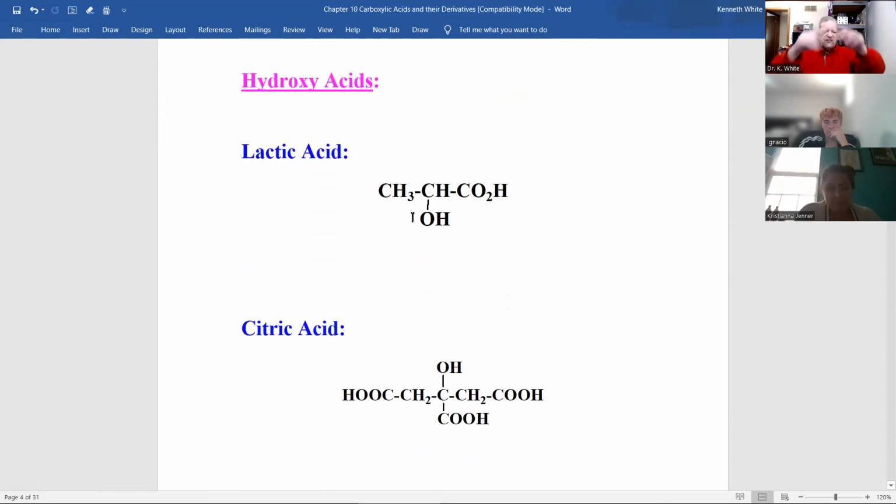Now, switch is still off. There are two more carboxylic acids I'd like to talk about. Why? Because these are in your daily life. Again, switch is off, click.